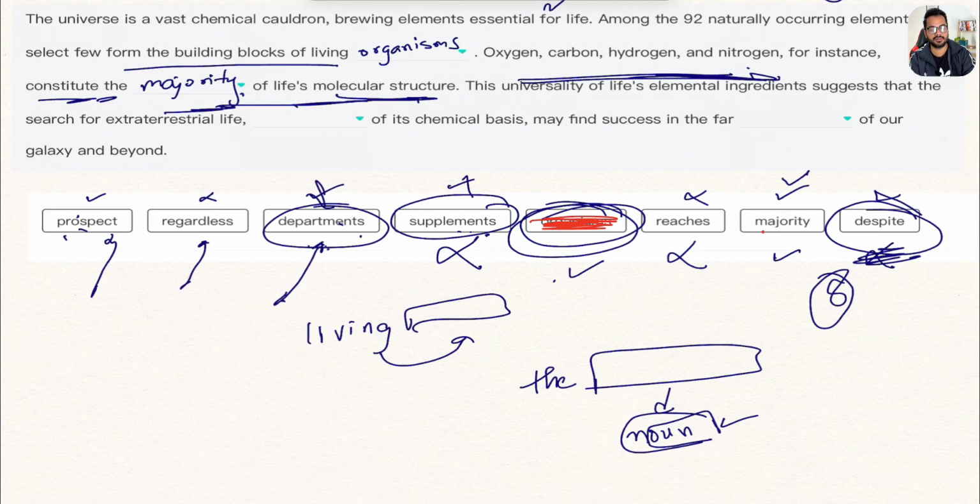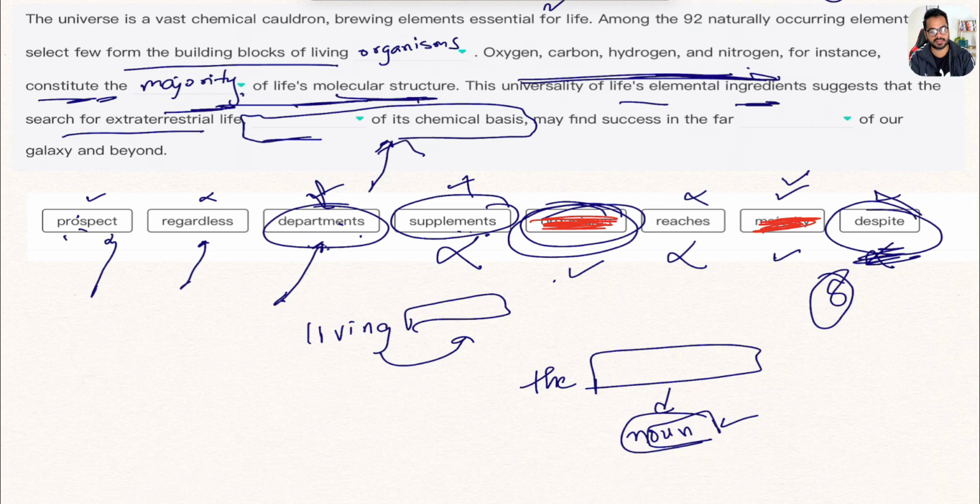So majority is also gone. Now, let's have a look at the next one. This universality of life's elemental ingredients suggests that the search for extraterrestrial life dash of its chemical basis. So they have given us a phrase in between a sentence, so we are going to look at what word is missing over here. Search for extraterrestrial life dash of its chemical basis. So the options are prospect of its chemical basis, doesn't sound good. Regardless of its chemical basis, yes, that sounds good.